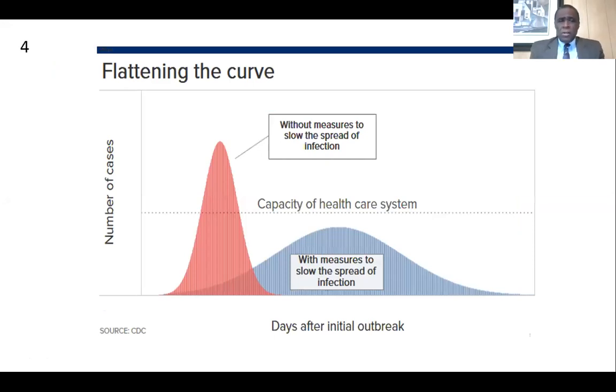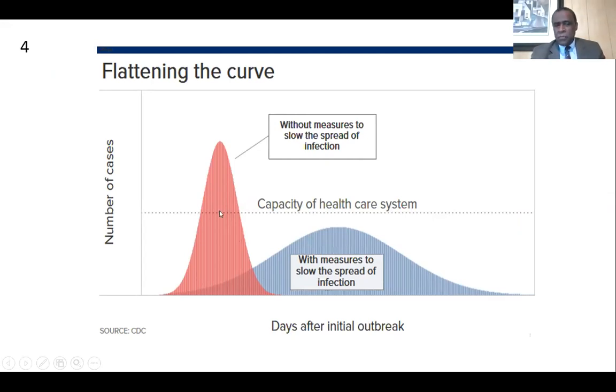Now, we hear a lot about flattening the curve, and I hope that by now we all know what that means. Essentially, without control measures, one will experience a huge spike in the number of COVID cases. And there will come a point where the capacity of the healthcare system becomes overwhelmed. And one doesn't want that to happen.